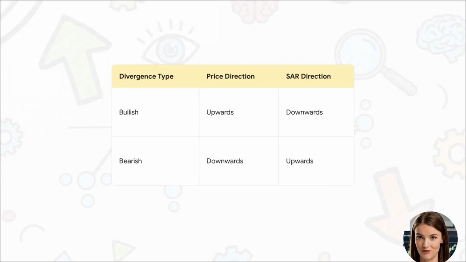This disagreement, this divergence, is a massive clue that the main trend is probably about to continue with force. This table breaks it down perfectly. For a bullish divergence, a sign to buy, you'll see the price making higher lows, but at the same time, the SAR dots are making lower lows. For a bearish divergence, it's the opposite. The price makes lower highs, while the SAR dots are pushing up and making higher highs. Spotting these patterns is a serious edge.